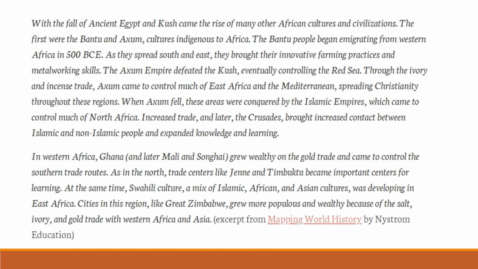At the same time, Swahili culture, a mix of Islamic, African, and Asian cultures, was developing in East Africa. Cities in this region, like Great Zimbabwe, grew more populous and wealthy because of the salt, ivory, and gold trade with Western Africa and Asia.